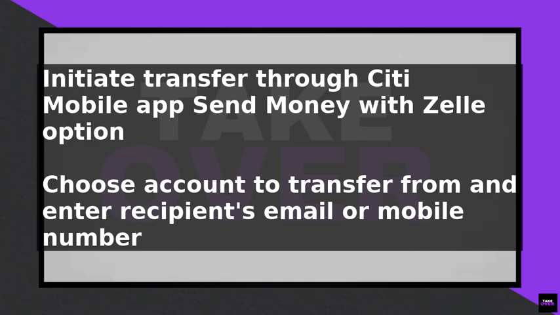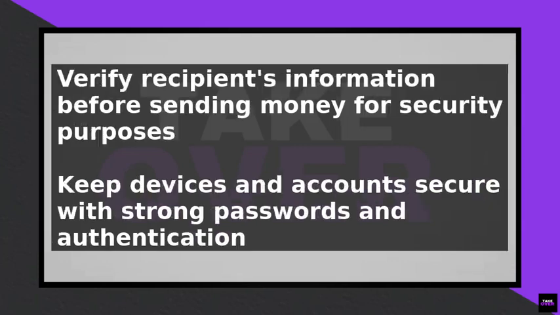To initiate the transfer, open the Citi mobile app, navigate to the Transfers section, and select Send Money with Zelle. Choose the account you want to transfer from. Enter the recipient's email address or mobile number, and the amount you want to send. Review the transaction details carefully before confirming the transfer.